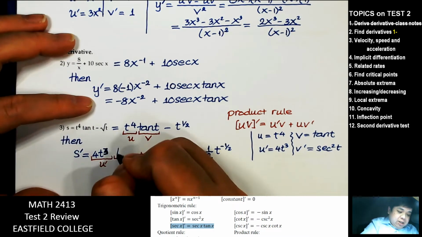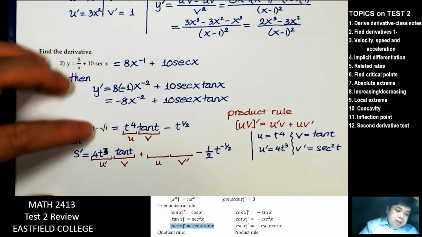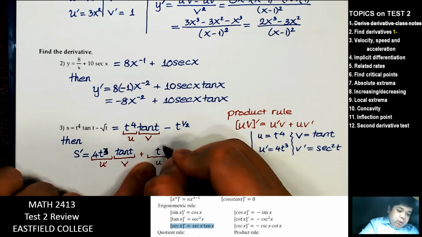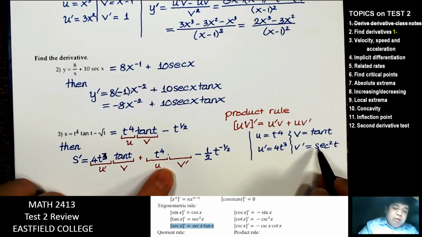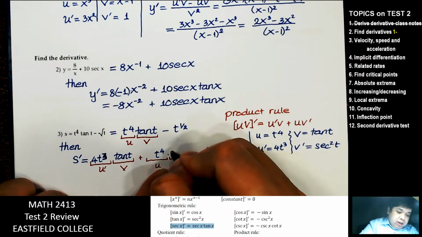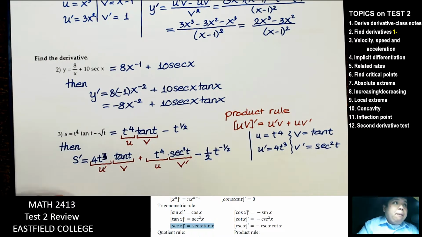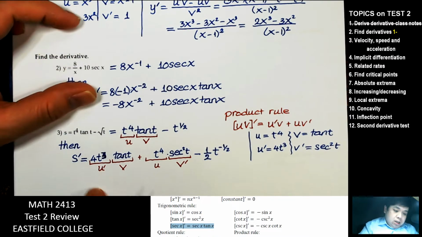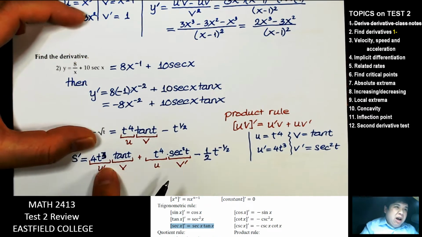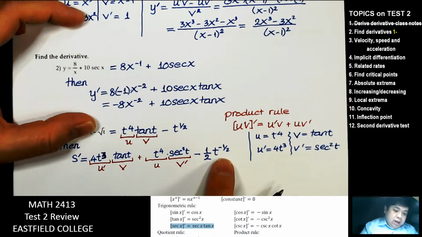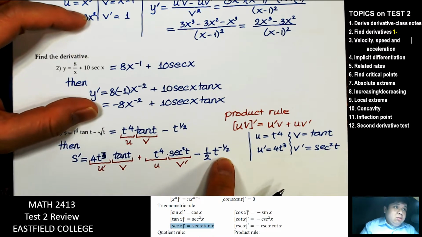v, tangent t, u, t to the fourth, and v prime, secant square t. Right. Not much we can do with this. We can factor out, but that doesn't do much. And that's pretty much it. So pretty much that's the answer.